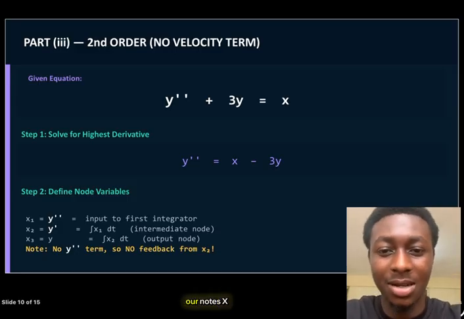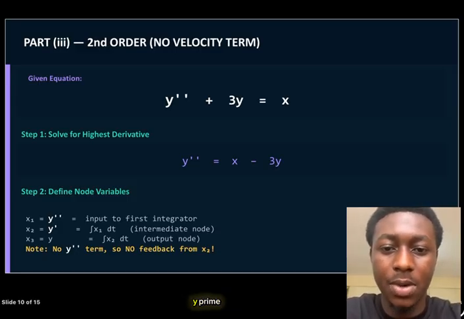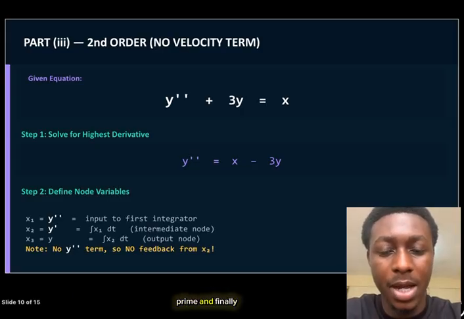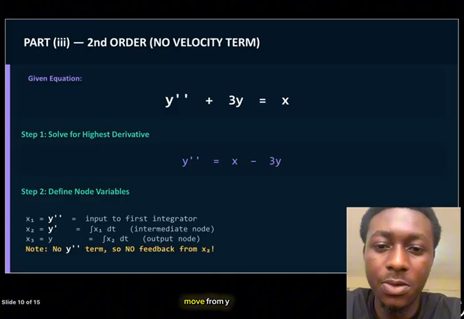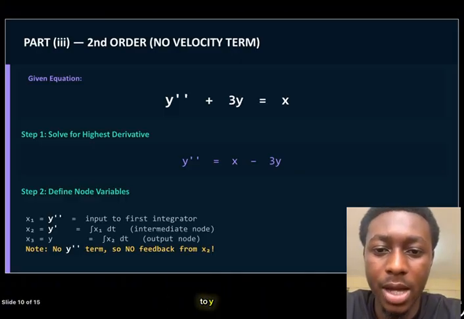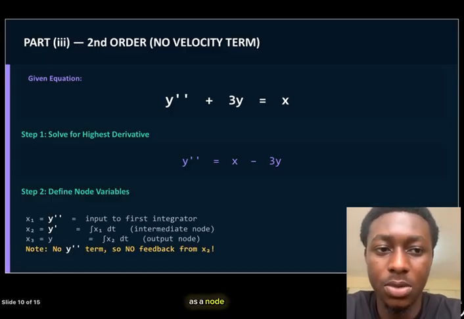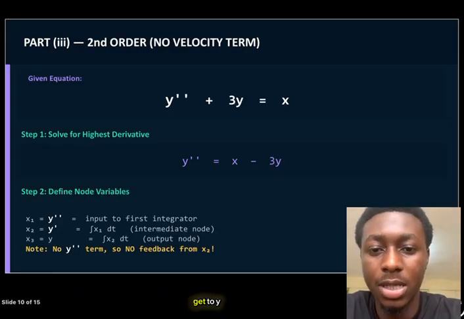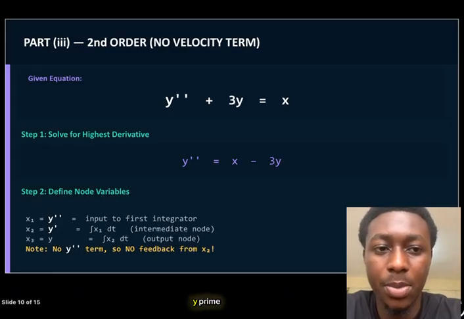Next, we define our nodes. X serves as our input, followed by y prime prime, which is our starting point, then to y prime, and finally to y. To move from y prime prime down to y, we pass through 2 integration stages. Although y prime doesn't exist in our equation, it must exist as a node between our 2 integrators because we can't get to y without passing through y prime.